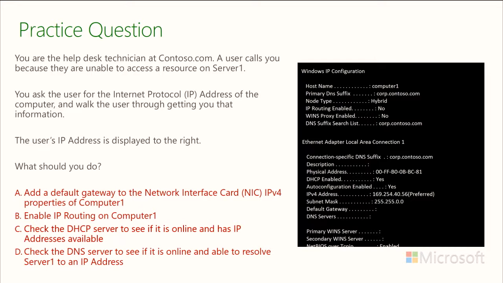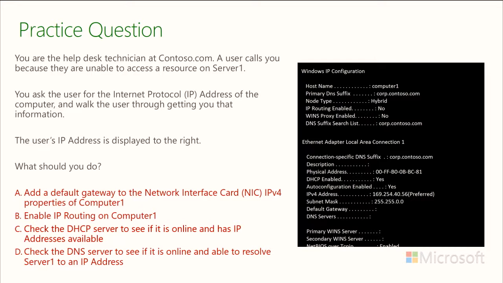You can see here in this case, the IPv4 address, a WINS proxy enabled, and IP routing enabled. You want to look at the whole picture. Do you want to A, add a default gateway? B, enable IP routing? C, check the DHCP server to see if it's online? Or D, check the DNS server to see if it's online?